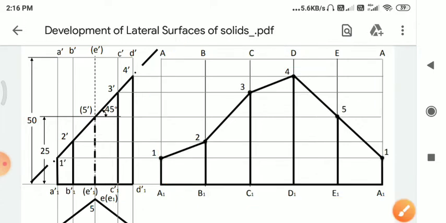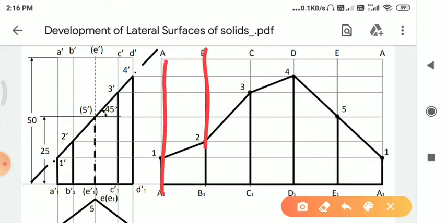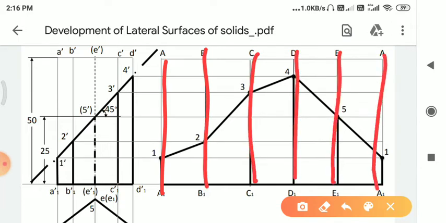Then you mark vertical lines here: A1, BB1, CC1, DD1, E1, and AA1. Now these heights are all true. Now you have to transfer the corresponding cut points onto these lines. Now how? Remember, I explained in the first video that you always have to transfer true heights. The development is all of true dimensions, true shape.